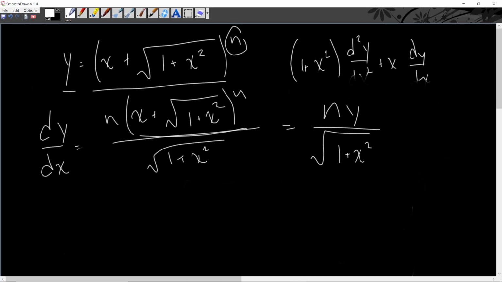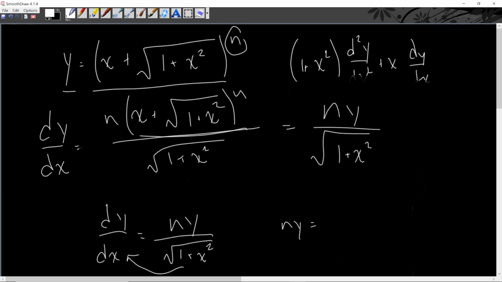That's just cool, right? And from here, I think we are going to use some interesting, well, I'm not sure if this is actually implicit differentiation or not. I just know that this is pretty cool. And then this is, again, less about the actual math of what's happening and more about the logic. We said that dy/dx is equal to ny over square root of 1 plus x squared. So we can multiply this out and say that ny is equal to square root of 1 plus x squared times dy/dx.